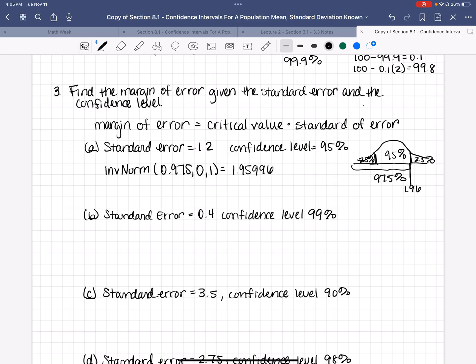Okay, so my margin of error is going to equal 1.96 times 1.2, and that should give me around 2.352. Okay.